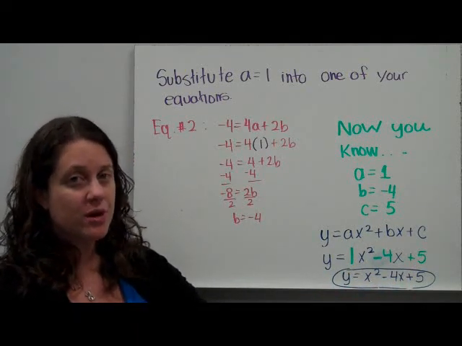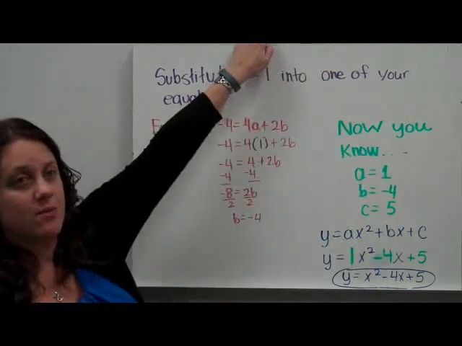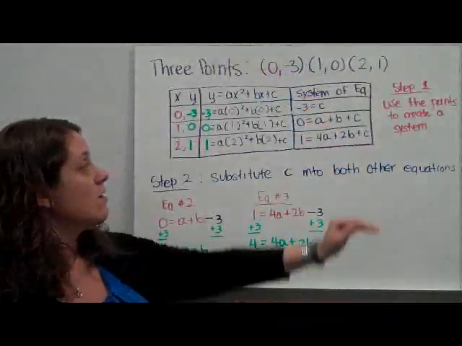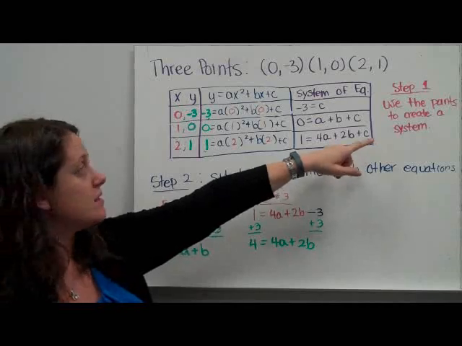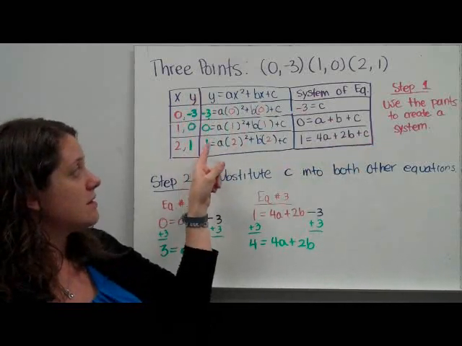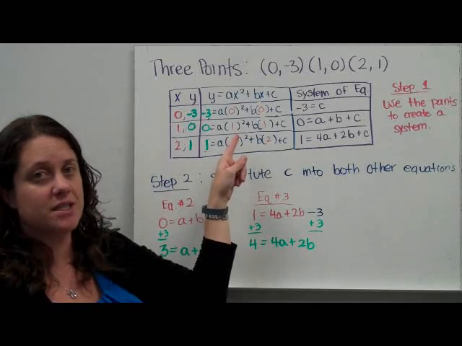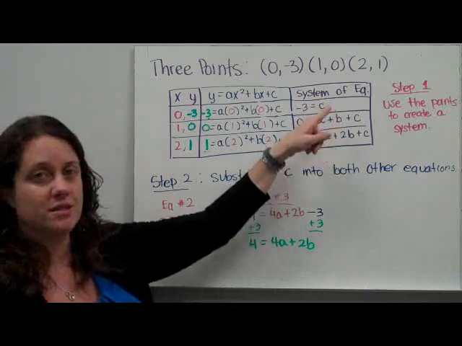All right, let's go all the way through this process one more time. I start out with 3 points. From the 3 points, step 1, use the points to create a system of equations. I take the 3 points, I plug them all in to ax squared plus bx plus c, and then I simplify, so I'm left with 3 equations.